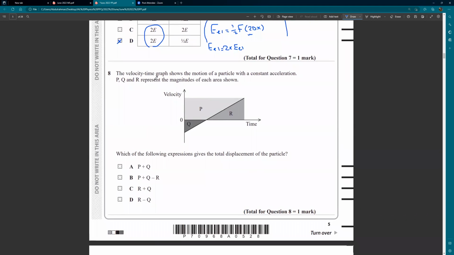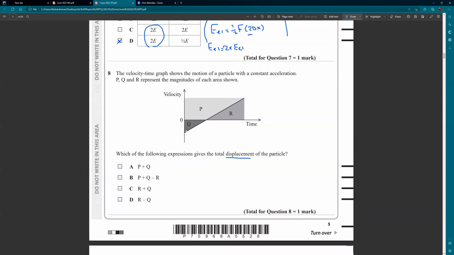The velocity-time graph shows the motion of a particle with constant acceleration. P, Q and R represent the magnitudes of each area shown. Which of the following expressions gives the total displacement of the particle? It's asking for displacement, which is what you get from a velocity-time graph, and you should know it's the area under the graph.